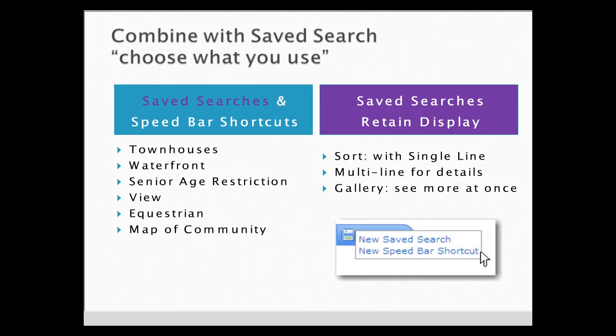Saved searches can also be used for quick searching and may be easier than setting search defaults for some tasks. When you save a search with a particular display, it will always default to that display, such as high-end with multi-line for maximum details, gallery to view many condos at once, or single line for land.